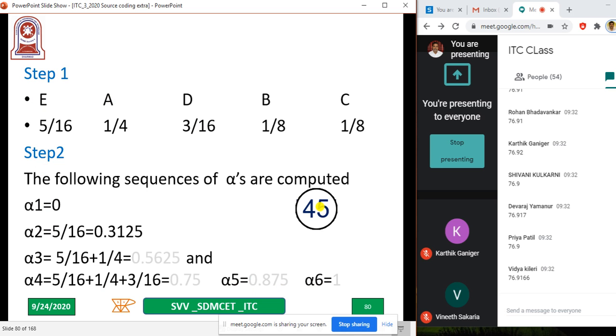Step 1, you arrange them in decreasing probabilities. Step 2, you have found all the alphas. Step 3, those who have finished step 2, you can continue with step 3 also.